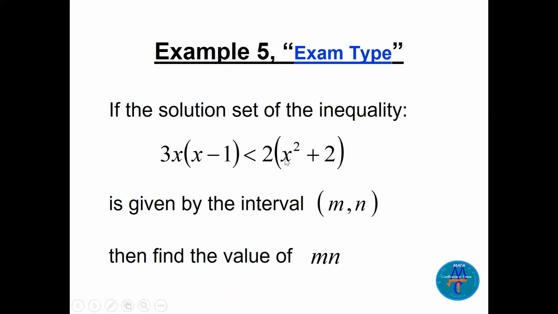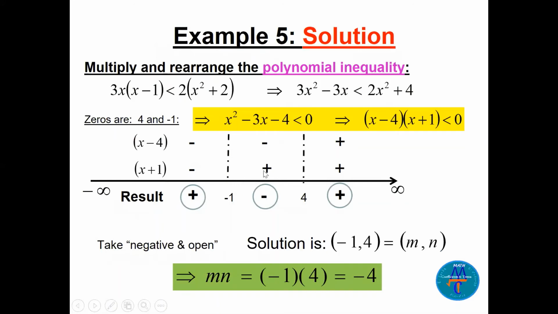You bring everything on the left, 0 on the right, factor it, table of sign, choose the solution, then multiply m and n. As I said, I think you will get this one, x squared minus 3x minus 4 less than 0. Small table because we have 2 zeros there, 4 and -1. Choose the negative. Why negative? Because less than 0 here. So -1 to 4. This is m and n. When you multiply them, you get -4.